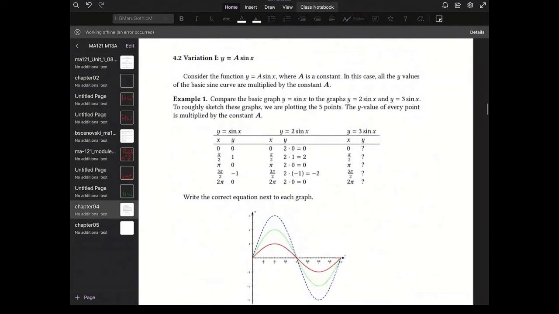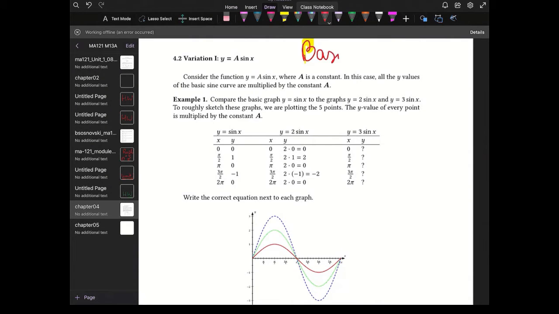What are the variations? And that's now what we're going to start to see. So the variation is you may have different amplitudes, you may have different periods, depending on how these functions are written. For the basic function, what was the equation? So the basic function had y equals sine of x.